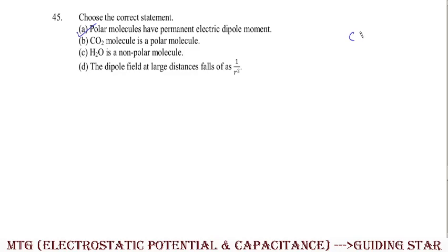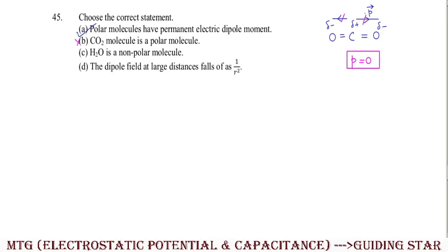Here if we draw the figure, O double bond C double bond O. Clear? So oxygen will be more electronegative as compared to carbon, so the direction of dipole moment will be from less electronegative to more electronegative. That means this dipole moment will cancel this other dipole moment. So the net dipole moment will be 0. Clear? So carbon dioxide is not a polar molecule.